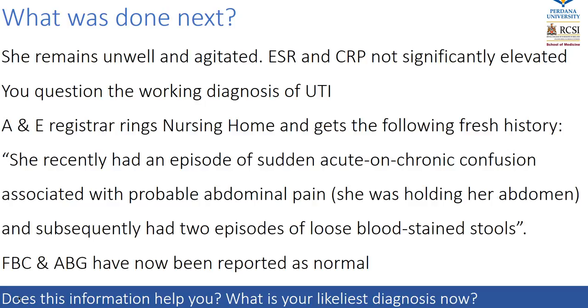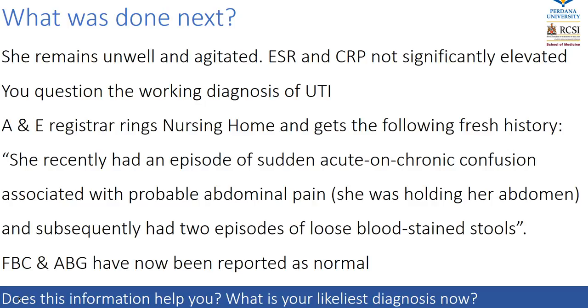Well, what was done next was this. She remained unwell and agitated. Some of her bloods came back and were reported as near normal, ESR, CRP. You began to wonder if this really was an underlying UTI, given that the CRP particularly was near normal.